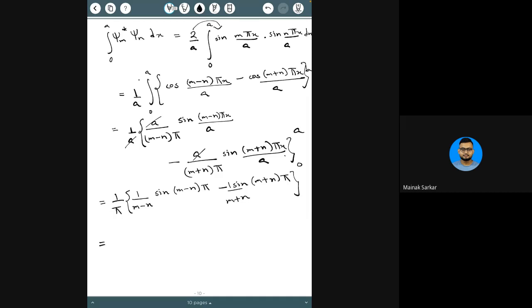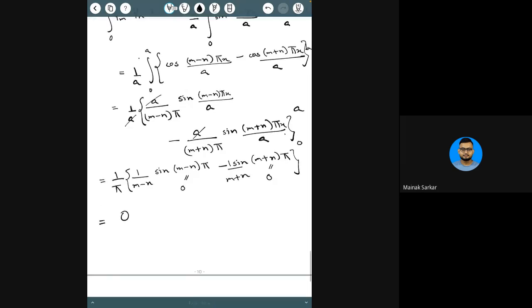And m minus n is also an integer, whether positive or negative, and m plus n is also an integer, whether positive or negative. So this is sine of some integral multiple of pi, so their values are also 0. So this is equal to 0. Okay, that's clear. So this is equal to 0, this is equal to 0, which shows that if m not equal to n, then any two eigenstates for any value of m and n are orthogonal to each other.